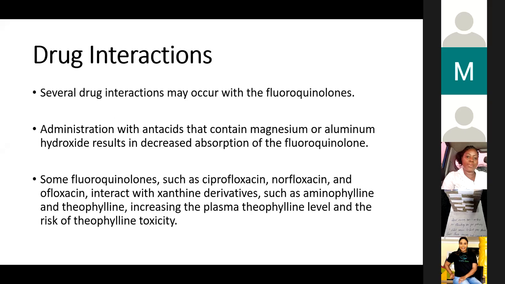You have a lot of drug interactions. The antacids, for example, decrease the absorption of fluoroquinolones. And then they're also capable of potentiating the effect of the xanthine derivatives like aminophylline and theophylline. Remember, the same thing occurred in patients who are taking the macrolides. They can also have the potentiation of the xanthines.